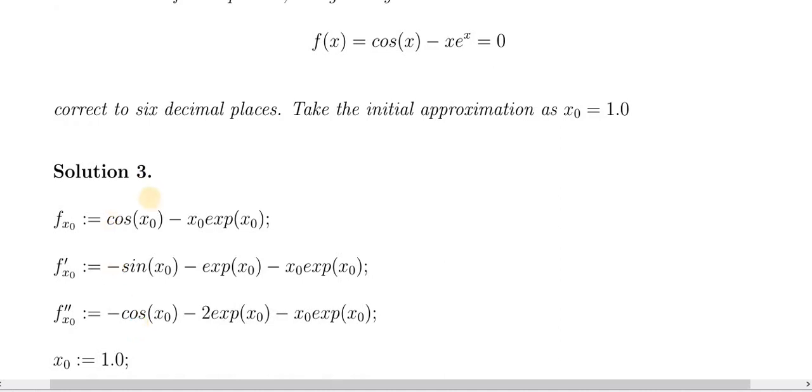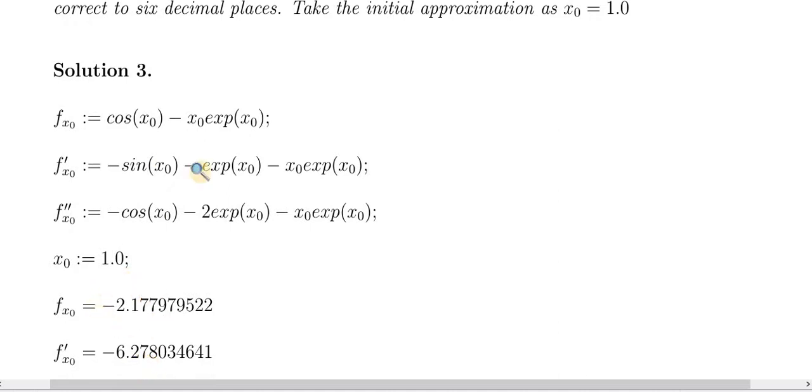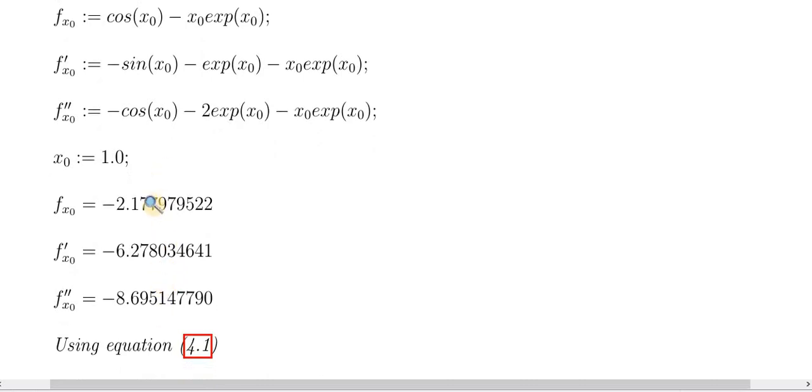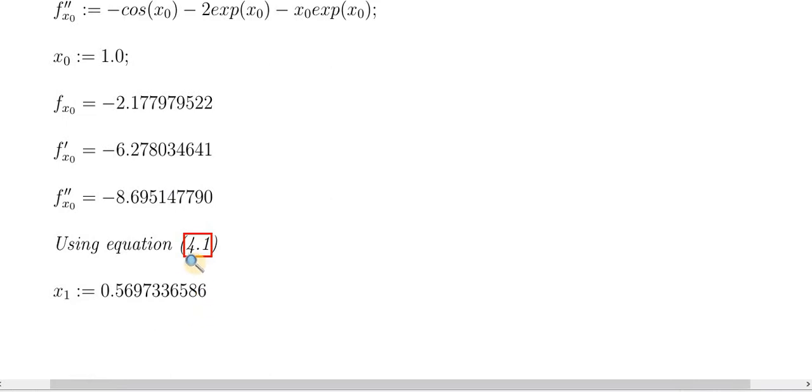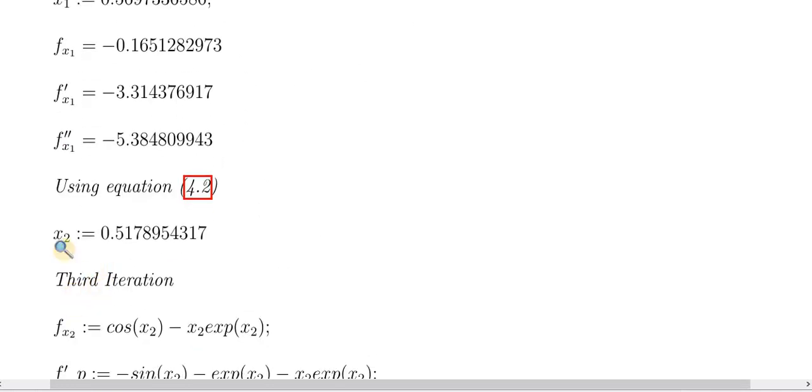In giving the solution for example 3, we follow the same pattern as in example 1 and example 2, by first stating the function in terms of s0, and finding the first derivative and the second derivative of the function f in terms of s0. After getting these, you substitute the value of s0, which is our initial approximation 1.0, into the equations, and you have these values. These values are substituted into the Chebyshev method as in 4.1 to get your s1. You continue in that pattern to get your s2.